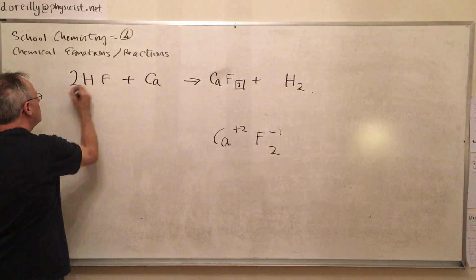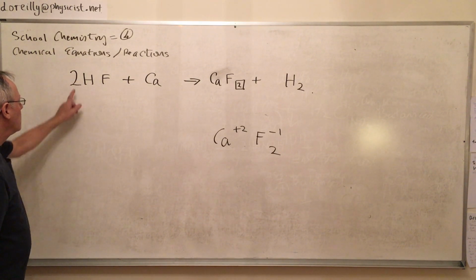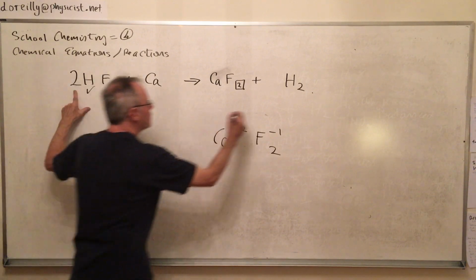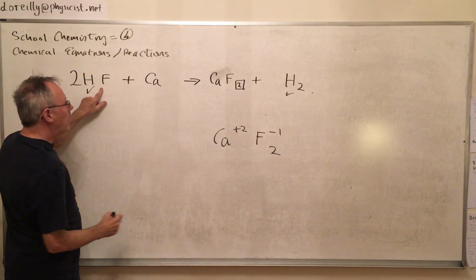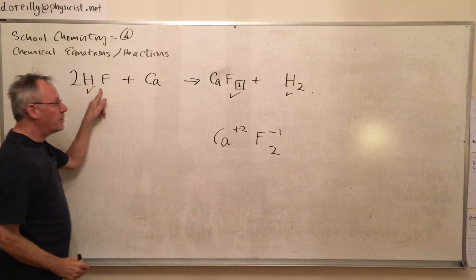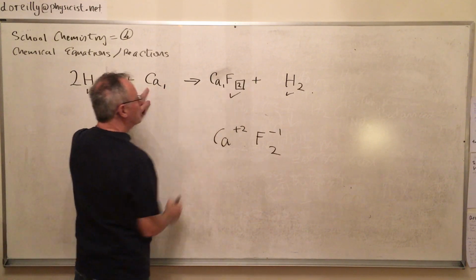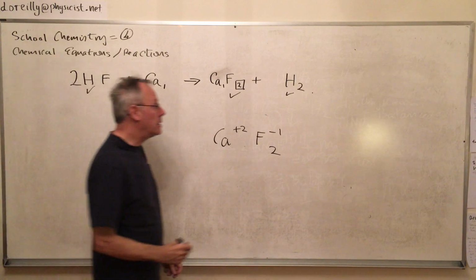Let's try this. 2 H's in front of that. So we get 2H and H2. So that's balanced for the H's. 2 F's and F2. So it's balanced for the fluorines. Calcium, 1 and 1. So it's balanced for that. That equation is balanced.